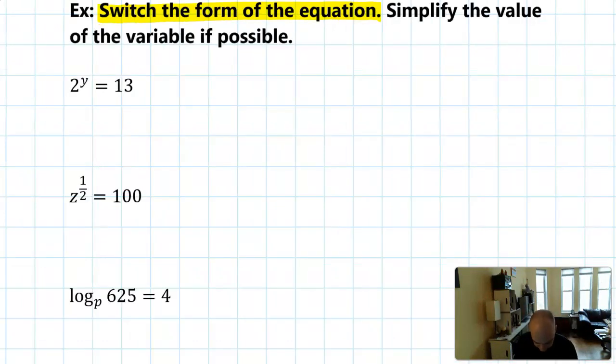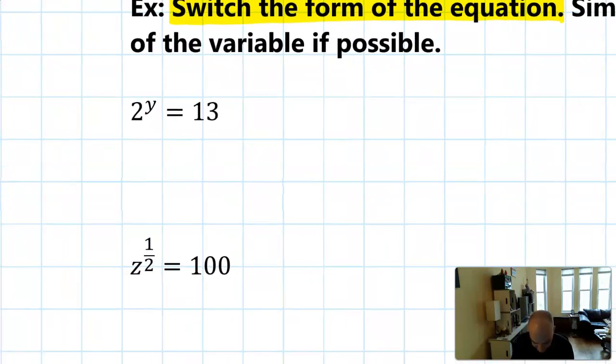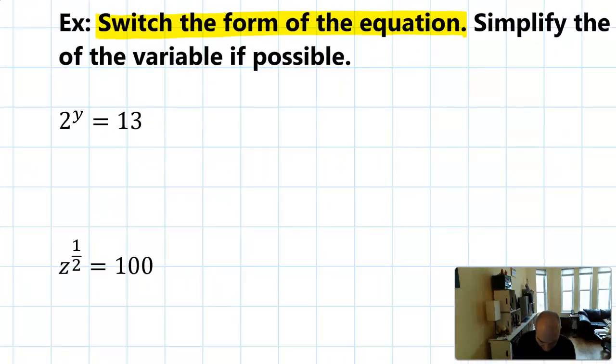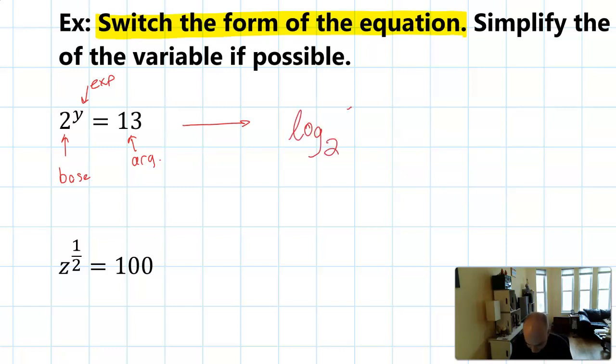So let's take a look. 2 to the y is equal to 13. Put this in log form. How do you do it? This is the base. Log solves for the exponent. And so then this thing that we've called the power is going to be the argument. So we're going to say that this translates to log form as log base 2 of 13 equals y.